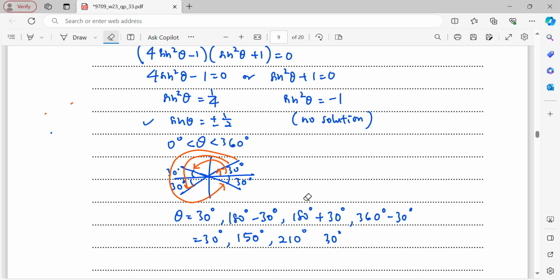So these are the angles that satisfy the equation. Okay, so done for this question.